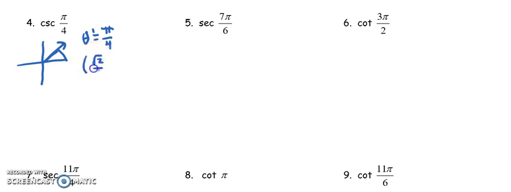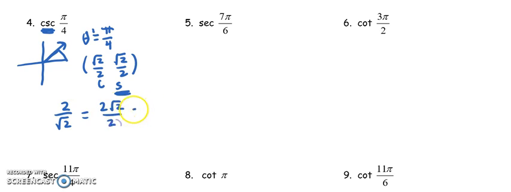So this is going to be root 2 over 2, root 2 over 2. It's to the right and it's up, so they're both positive. This is cosine, sine. We're doing cosecant, so we are going to flip our sine. So 2 over root 2 is 2 root 2 over 2. And then when you cross out your 2's there, you get a root 2.